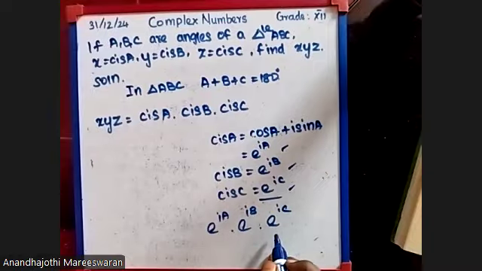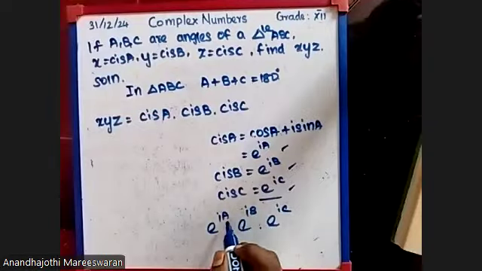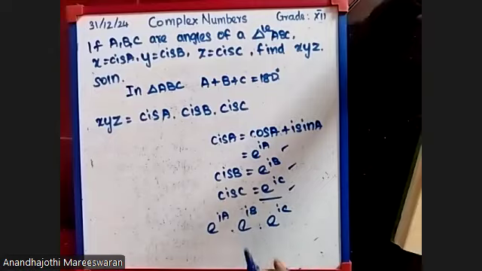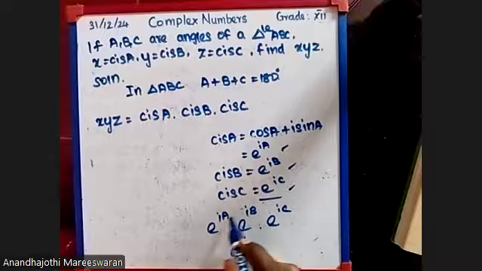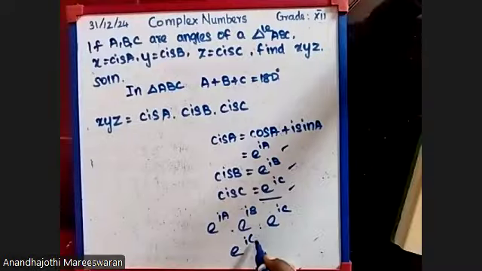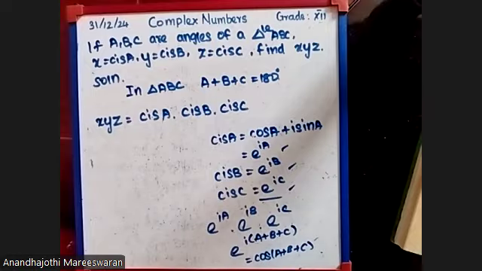The bases are the same and the powers vary, so we are going to add the powers: e power IA plus IB plus IC. I is common in all three, so I'm going to take I out. So it will be e power I times (A plus B plus C). We can rewrite it as cos(A plus B plus C) plus I sin(A plus B plus C). Right?